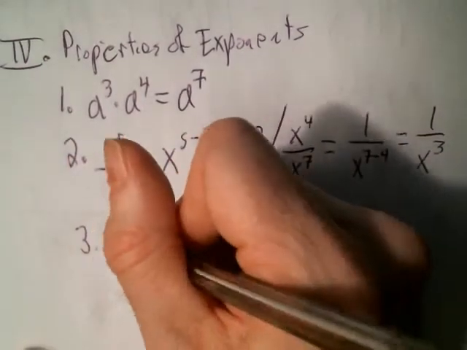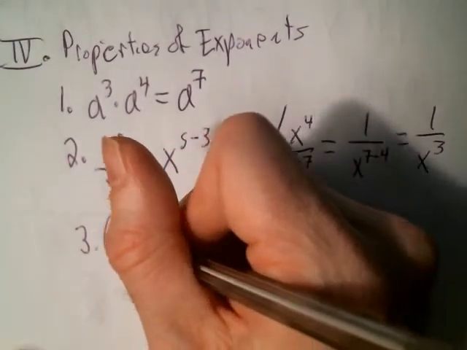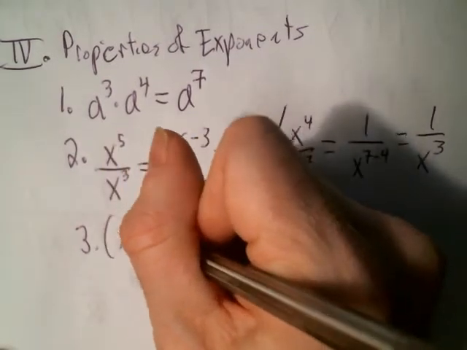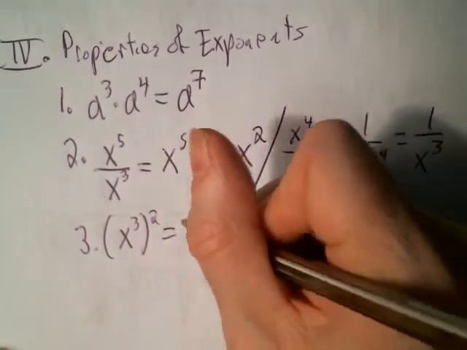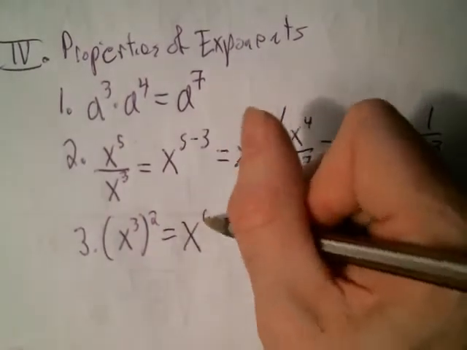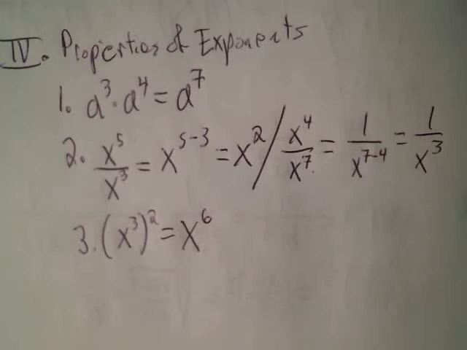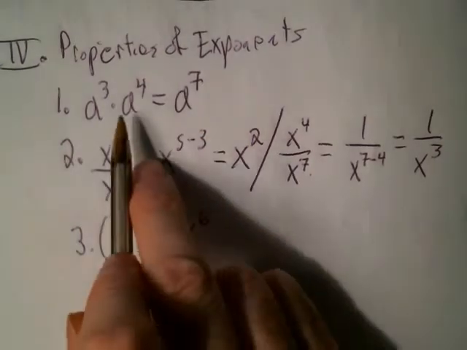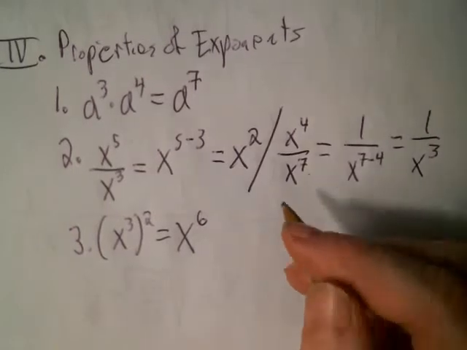Thirdly, we were just playing with this rule. If you have something like x cubed and you raise it to the second power, that's x to not the fifth, but the sixth. So always remind yourself, this one's multiply, this one is add. Multiply exponents, add exponents.